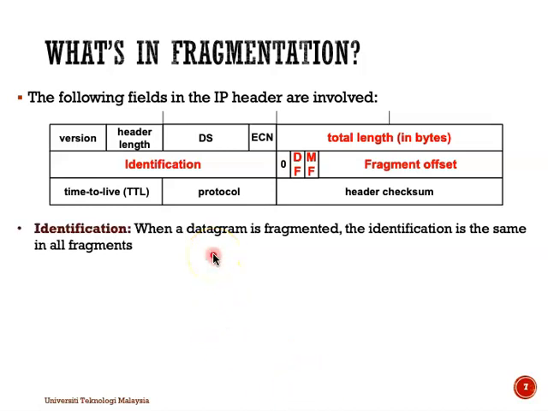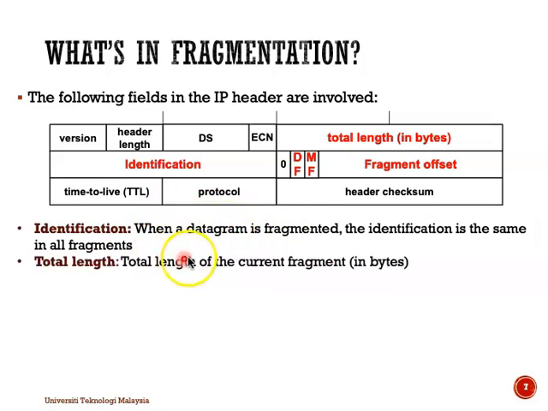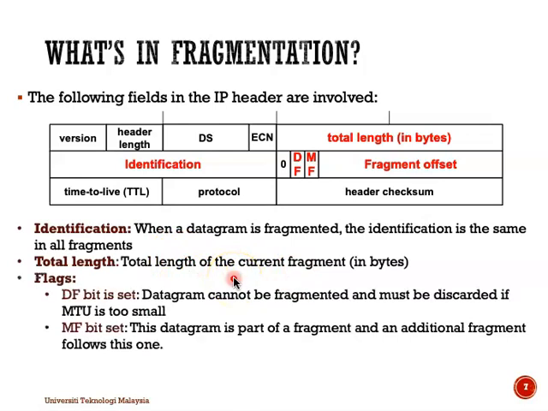Identification here means the ID of the original datagram. So if the datagram has been fragmented into different fragments, all these fragments that come from the original datagram need to have the same identification number. The total length is the total length of the current fragment in bytes.